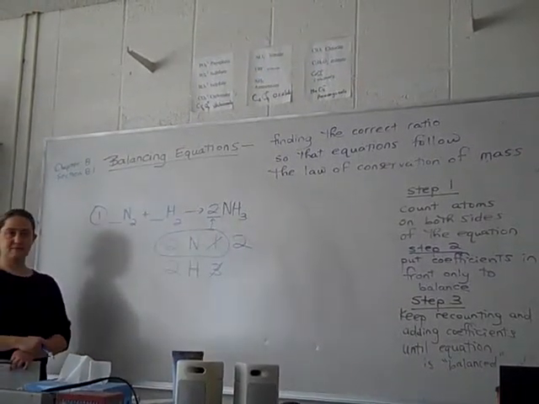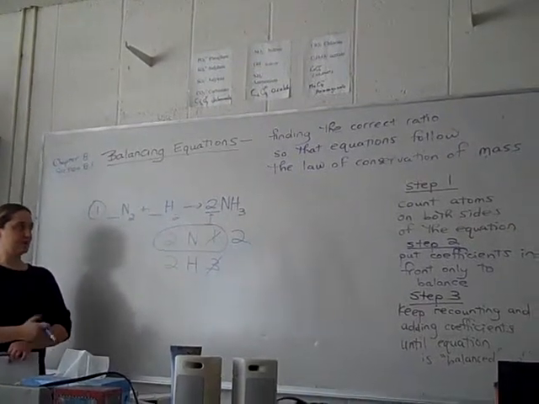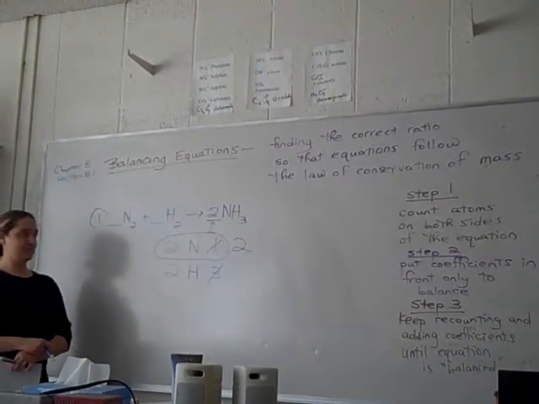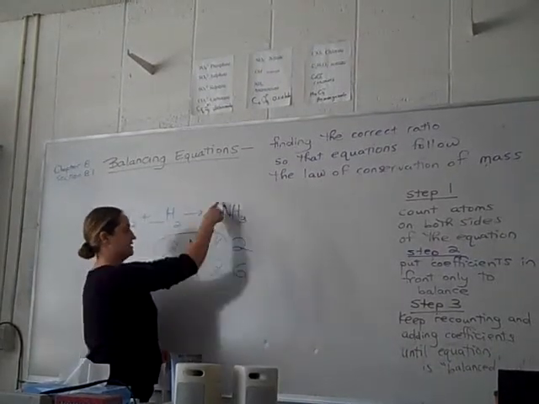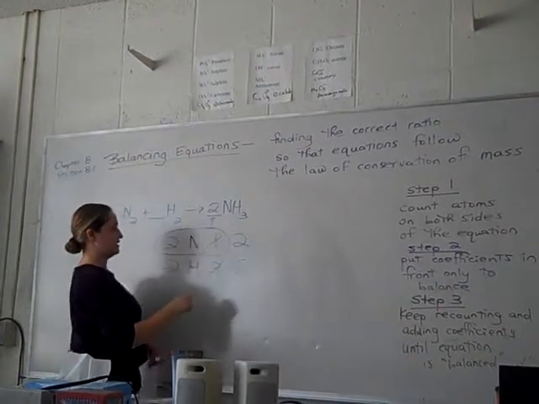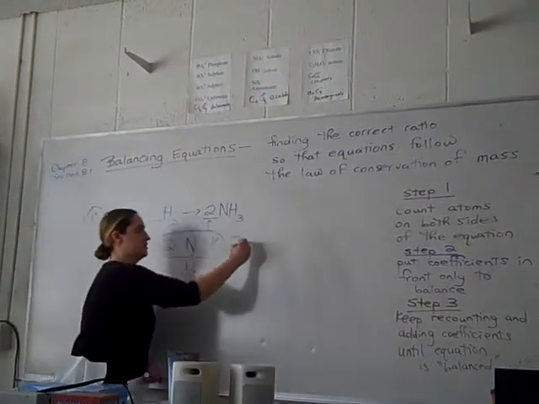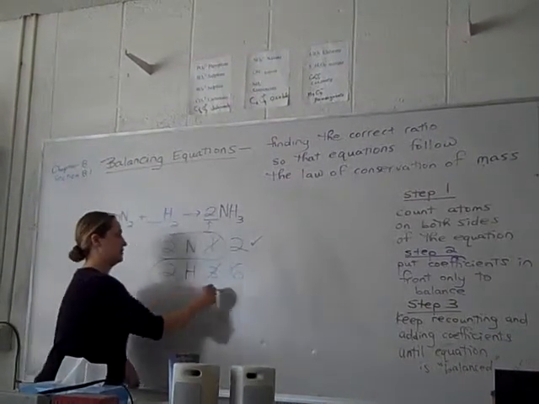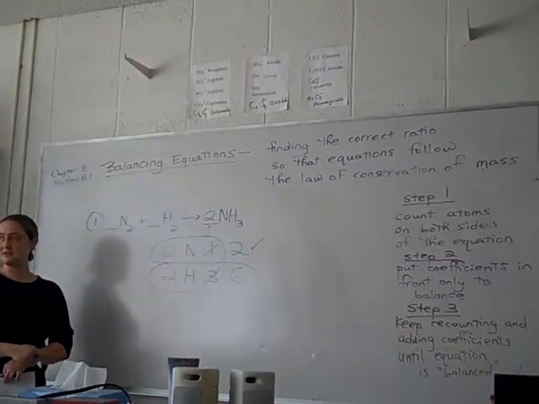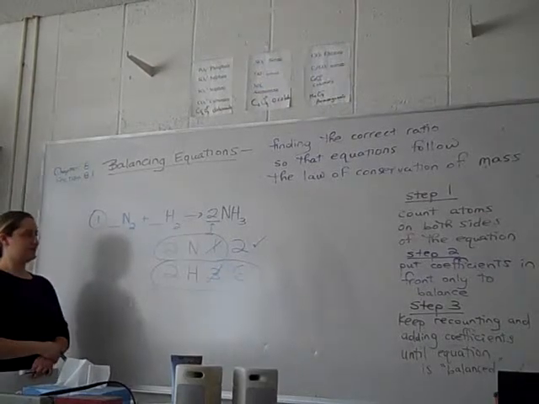You have to find a common denominator. Close. Well, we will be in a minute. How many hydrogens do I now have on the right? 6. It's almost like this is in parentheses. Okay, now we have 2 nitrogens, 6 hydrogens. So nitrogen is balanced. Now hydrogen is not balanced. And what could I do to fix that?